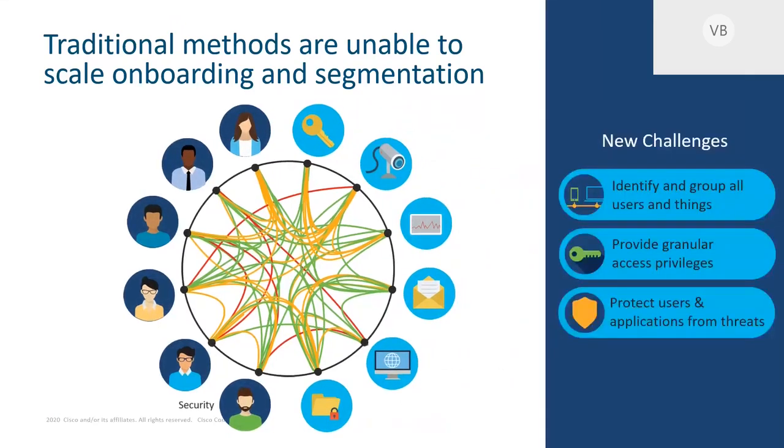So in order to do proper segmentation, you need to obviously identify and group all your users and things. If you cannot identify who's on your network and that it's a camera, you won't be able to apply the proper segmentation to it. And then you need to provide granular access privileges. You need to make sure that the camera doesn't have the privilege of trying to get to client records. It doesn't have the privilege of doing things that it's not supposed to be doing. And the idea is, of course, you protect users and applications from threats.